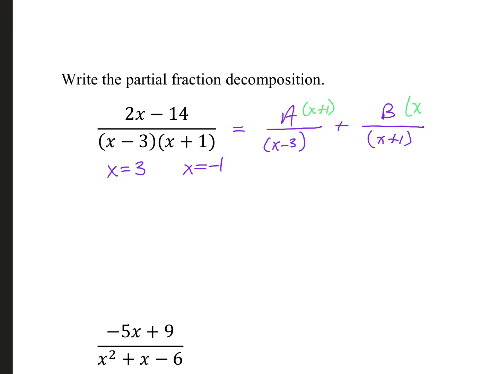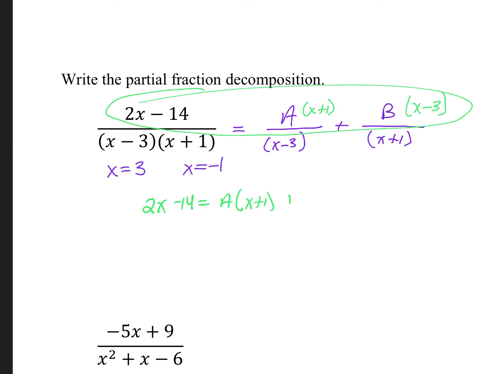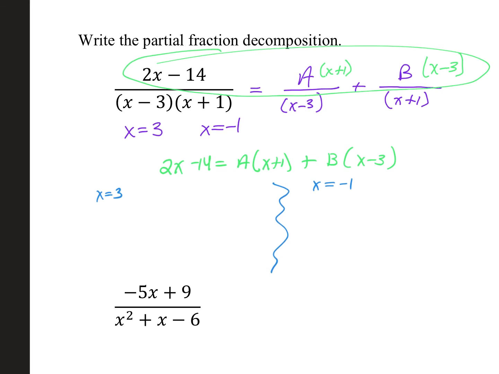B has the x plus 1, it's missing the x minus 3. Now our equation on top is true. So you can write 2x minus 14 equals A times x plus 1 plus B times x minus 3. And we're going to evaluate this. We're going to solve using x equals 3 and using x equals negative 1. So over here on the left, I'm going to say 2 times 3 minus 14 equals A times 3 plus 1 plus B times 3 minus 3.